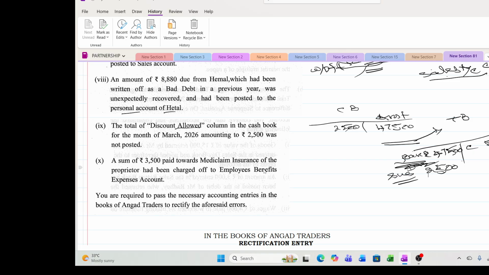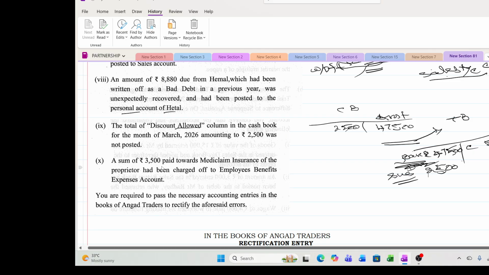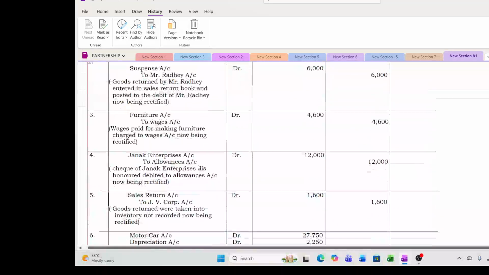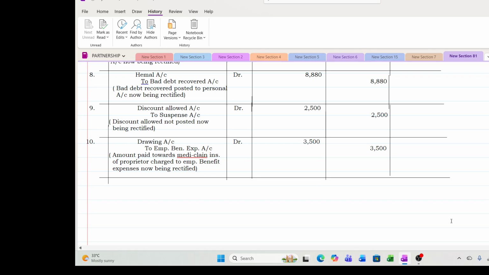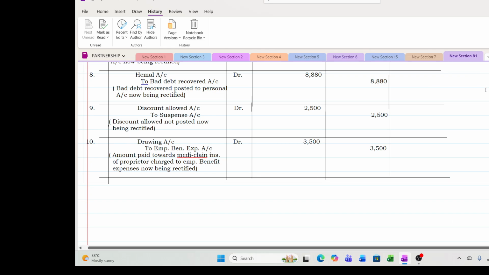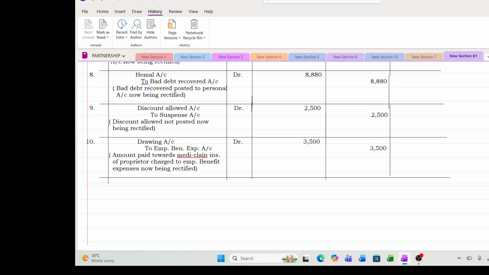Only thing is that it's again an error of principle. What we have to do, we have to remove the employee benefit expenses account and debit the drawings account. To remove, what we have to do, we have to credit the employee benefit expenses account and debit the drawings account. Drawings account is debited to employee benefit expenses. The amount paid towards the mediclaim of the proprietor wrongly charged to employee benefit expenses now being rectified. Hope all these items are clear to all of you.